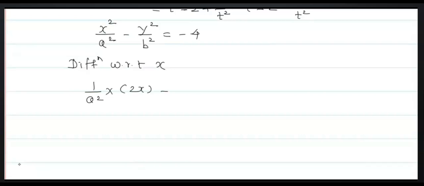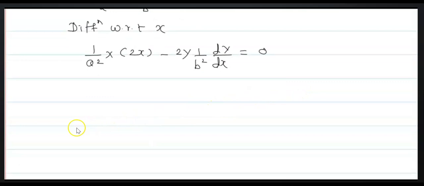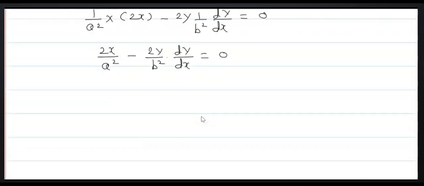Now here is 1 upon a square, derivative of x square is 2x. y square is 2y upon b square into dy by dx is equal to 0. Now here 2 gets cancelled, 2x upon a square, 2y upon b square, dy by dx is equal to 0.